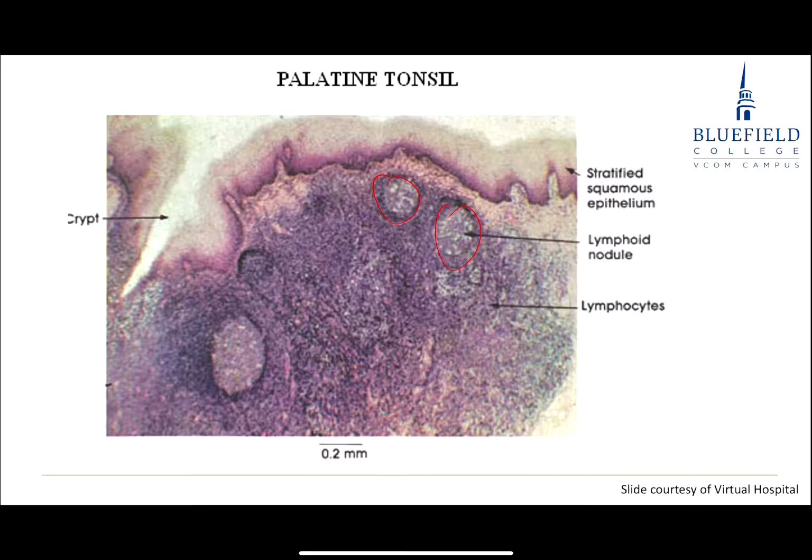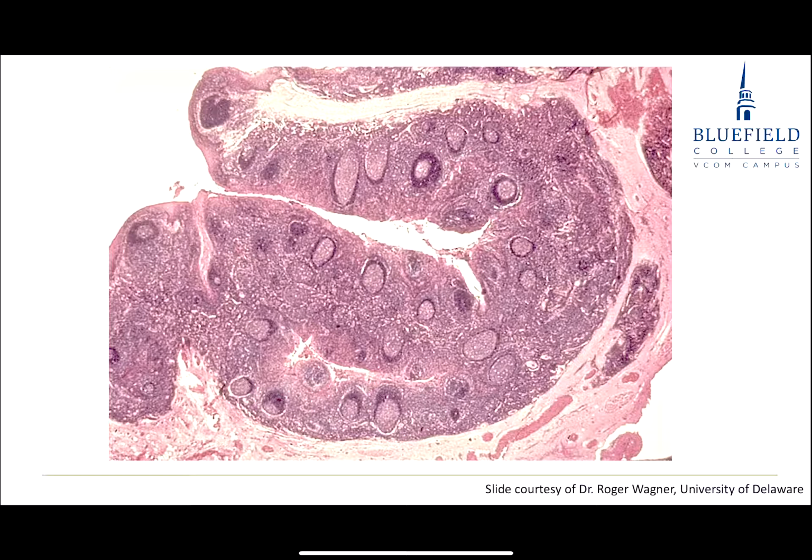I will always show you a crypt. I mean, if you go to some sites, they may show you just a part of a tonsil and you can't see a crypt and say this is a tonsil. I will always show you a crypt if I want you to identify it as a tonsil.